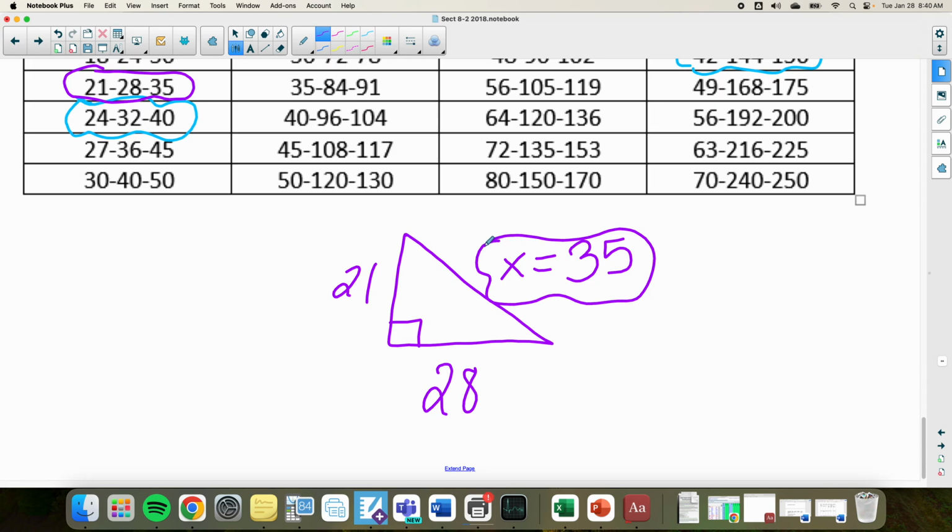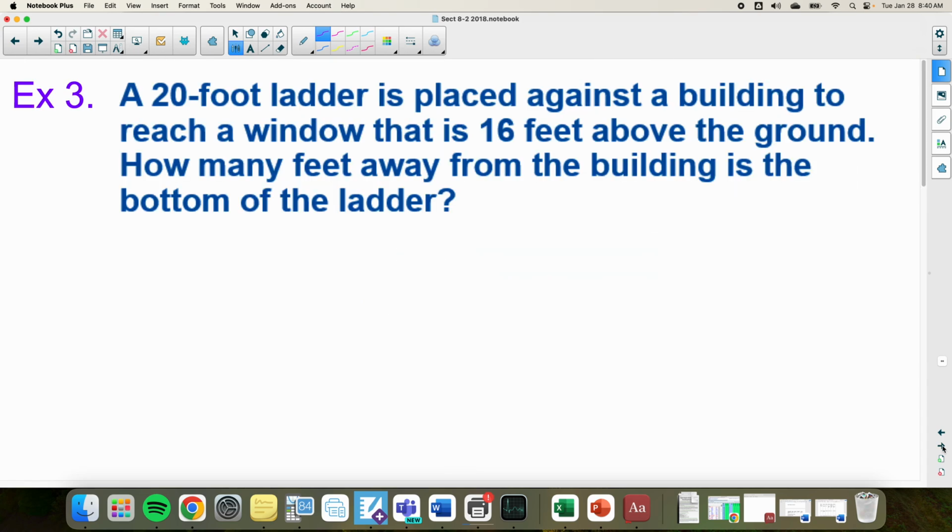That's easy, right? Everybody get that? Okay. Now what we're gonna do is go over a couple word problems and then we'll be done. So a really common word type problem with Pythagorean theorem is having a ladder lean against a wall, okay?